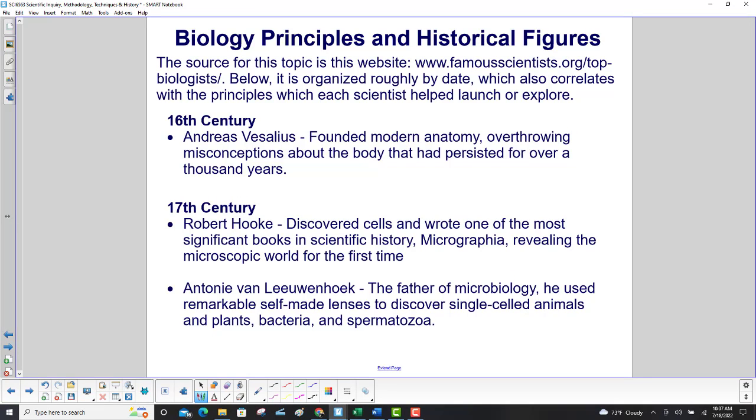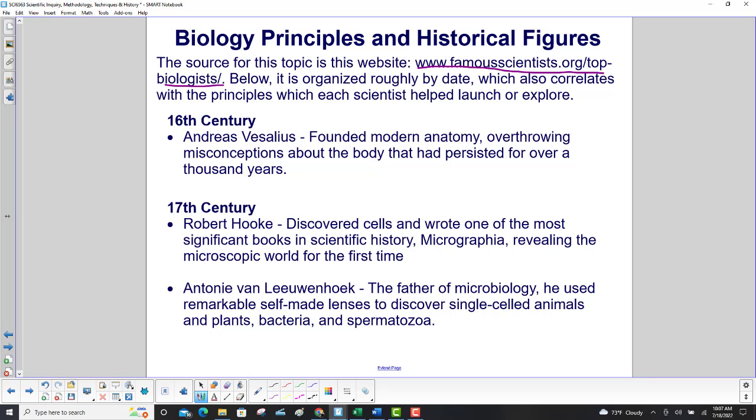The source for this topic, which is Biology Principles and Historical Figures, is this website right here. Below, it is organized roughly by date, which also correlates with the principles which each scientist helped launch or explore.